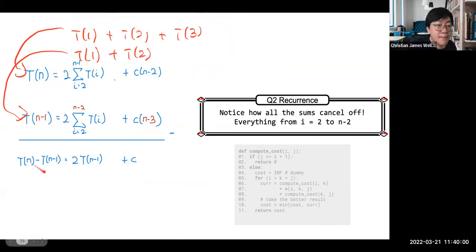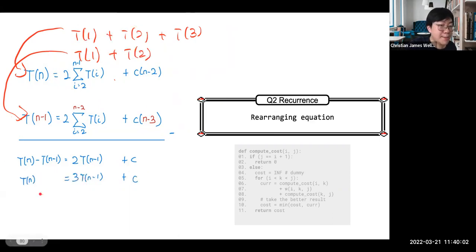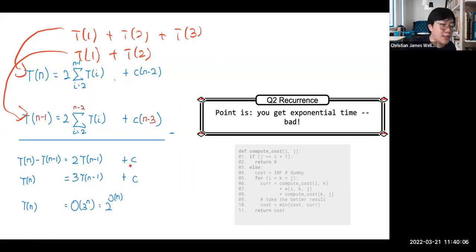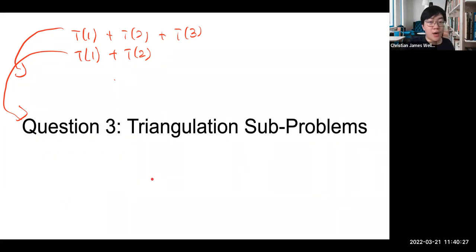Bringing it over to the other side, you get something like Tn equals 3Tn minus 1 plus C. We hope you can solve this by now, and you should know that this is something like exponential time. It's okay if you don't fully get the math behind everything. This is just to convince you that there is a way for us to use the recurrence relation and eventually show that it's going to run in exponential time. So we want to do better. All right, so that's question 2.